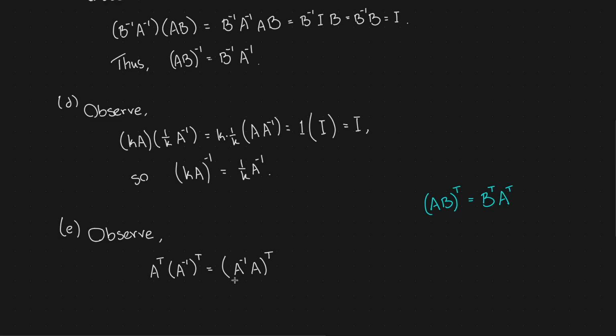Now inside these parentheses, A inverse times A is just the identity matrix. And the identity matrix is a symmetric matrix, which means when we take the transpose, we just get the identity matrix back. Which means these two matrices have to be inverses. So the inverse of A transpose has to be equal to the transpose of A inverse.